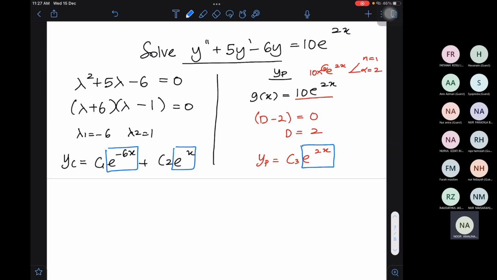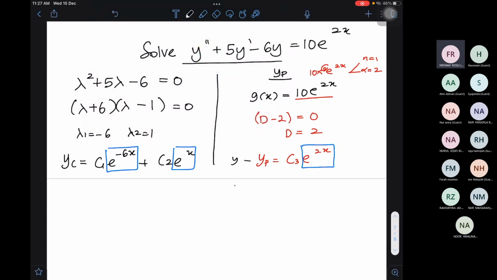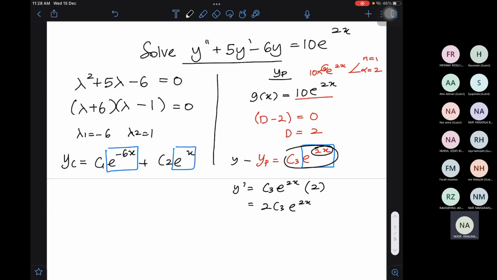Okay, kita cari kita punya Y prime. So this one is our Y. So Y prime will be differentiate this one. Okay, so differentiate exponent. Step yang pertama salin je balik constant exponent 2x. Dan step yang kedua kena darab dengan differentiate kuasa dapat 2. Okay, so you have 2C3 exponent 2x.